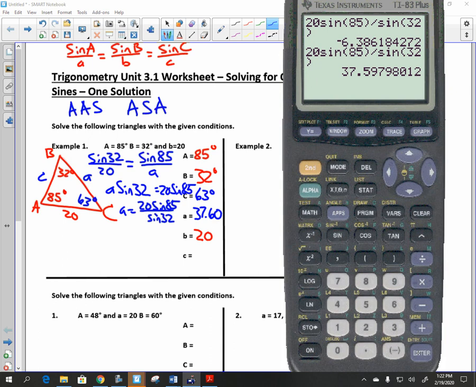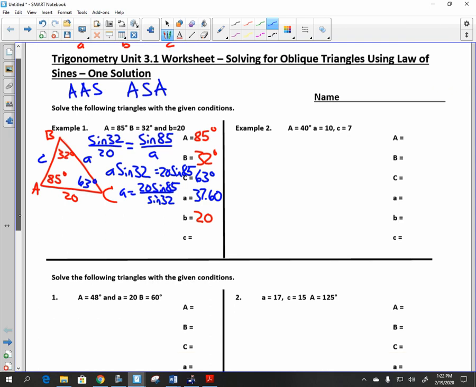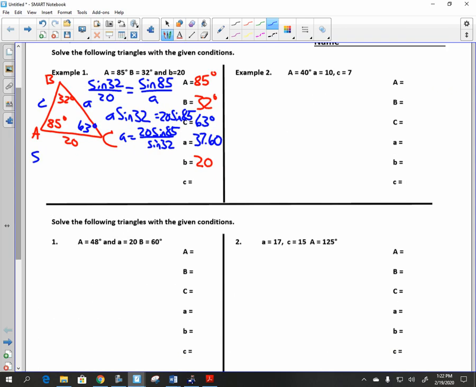I need side C. True or false? I can use the Pythagorean theorem. False. Why? Because it's not a right triangle. So how do you think I'll find letter C? Sine of 32 over 20 is equal to sine of what? 63 over C.